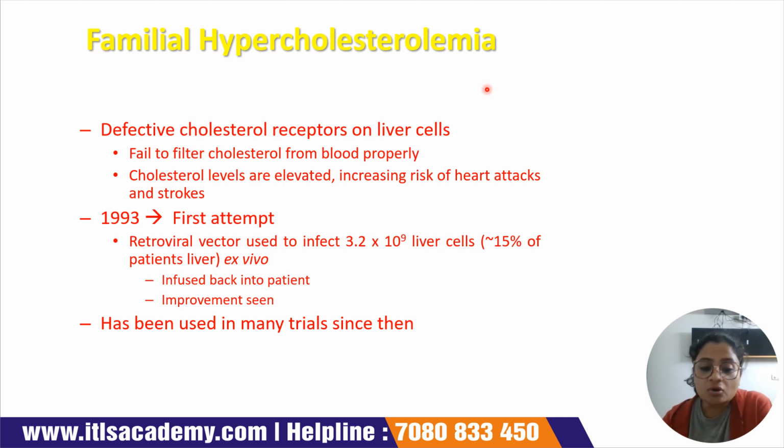It occurs due to defective cholesterol receptors on the liver cells. As a result, the liver fails to filter cholesterol from the blood properly. Cholesterol levels are elevated, increasing the risk of heart attacks and strokes. The first attempt to treat familial hypercholesterolemia via gene therapy was done in the year 1993 using a retroviral vector ex vivo. It was infused back into the patient and improvement was seen, and since then many different trials have been done.